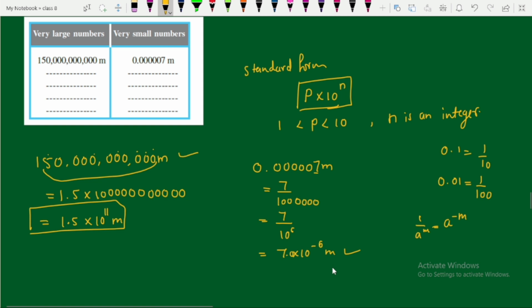So this is the way of writing a given number in standard form. Here it is of the form p into 10 raised to n. So here p equal to 7 and n is minus 6. In this way we are going to write in standard form.